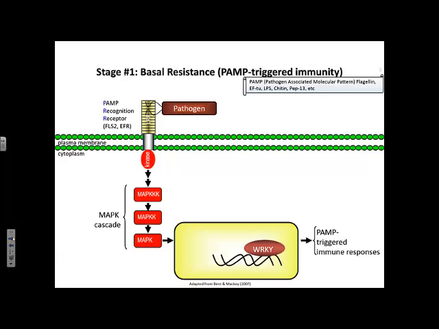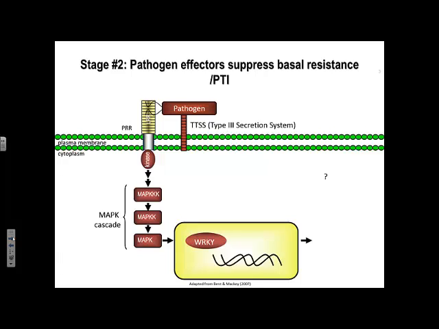Now, we know the pathogen can overcome this basal resistance, and we also know that the pathogen delivers encoded proteins inside of the cells. In this case, this pathogen utilizes the type 3 secretion system, and the sole purpose of these effectors is to suppress this basal resistance. So they essentially block the PTI, the PAMP-triggered immune responses.